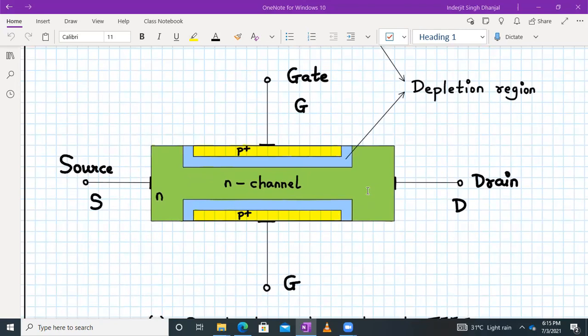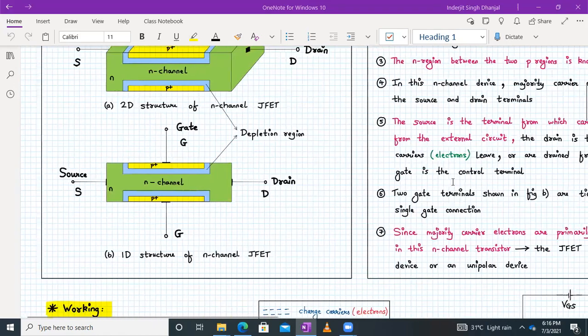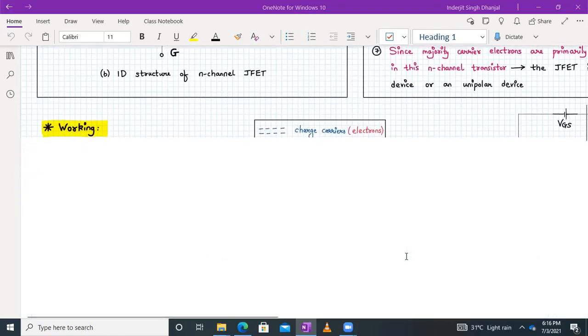Now, one more thing. Since the majority carrier electrons are primarily involved in the conduction of this N channel JFET, the JFET is called a majority carrier device or a unipolar device. Now, let us look into the voltage connections, what voltages are connected externally. So let us see that now.